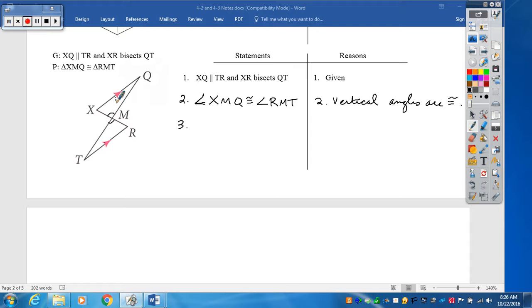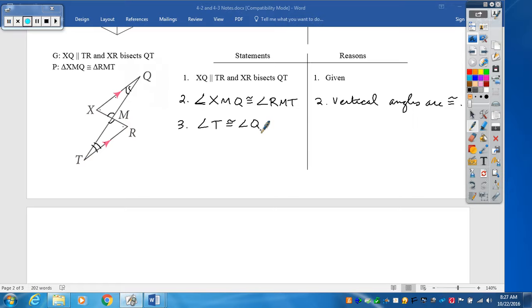Well, we have a pair of alternate interior angles. You can either say angle T is congruent to angle Q, or you can say angle R is congruent to angle X. I'll go ahead and do this right here. Okay. Angle T is congruent to angle Q. Now this next part is important. The order to which you state your justification is important. Did we start with parallel lines, or did we start with alternate interior angles? Well, we started in the given with parallel lines.